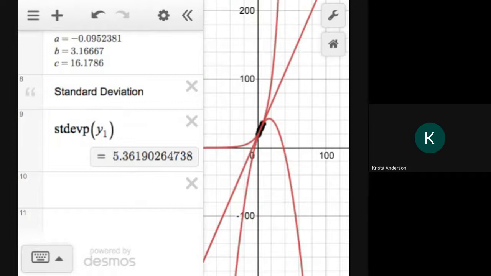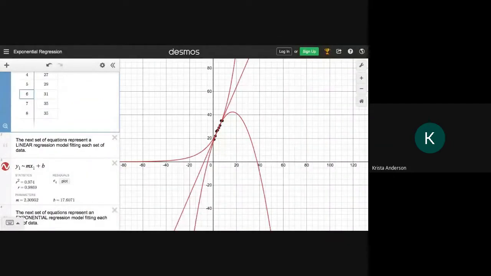Is that a little easier? Okay. That's why. Perfect. Does anybody need to see me type that in again to find it? I agree.